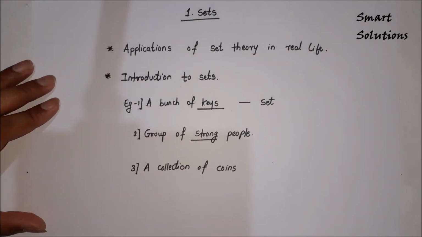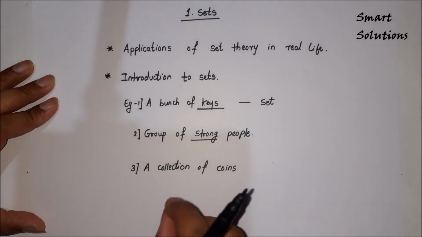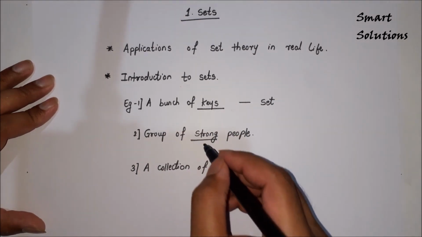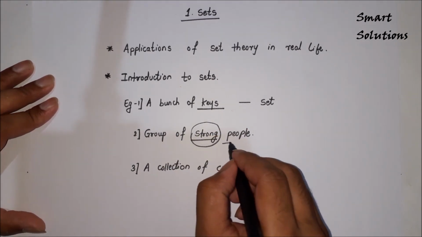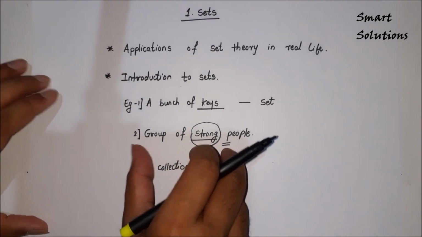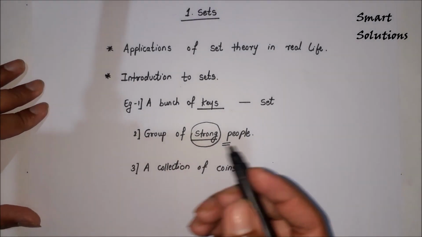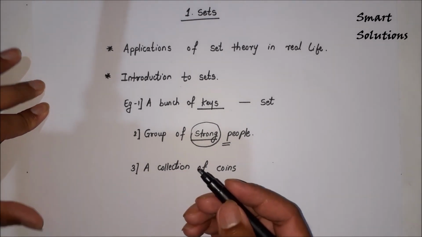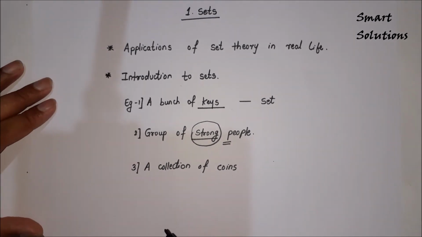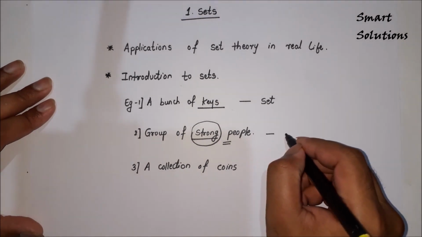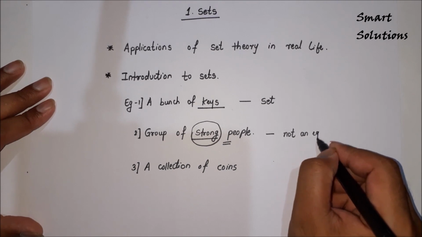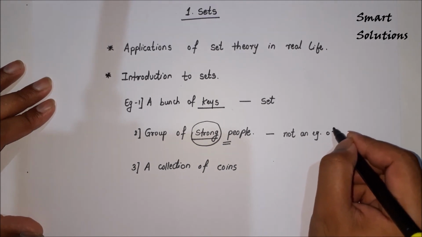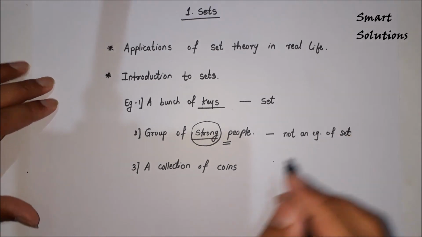Because of this conflict between my definition and your definition, it is not possible to completely define what strong means with respect to people. It is a group, that is okay, but we are not able to properly define what strong means. So this is not an example of a set.